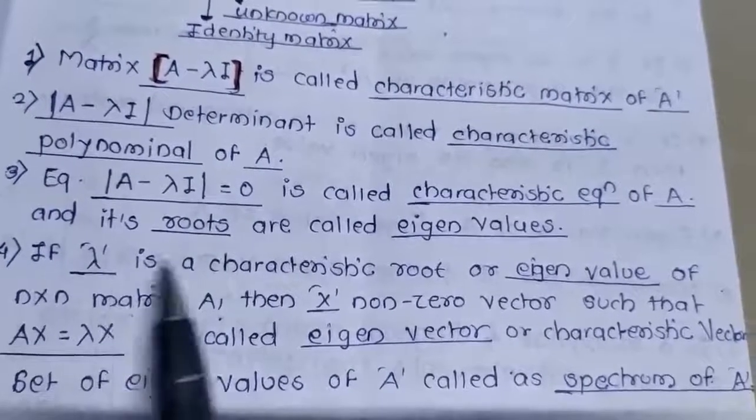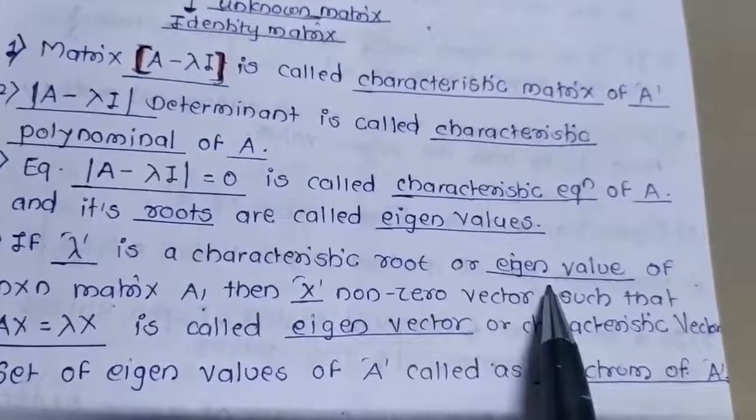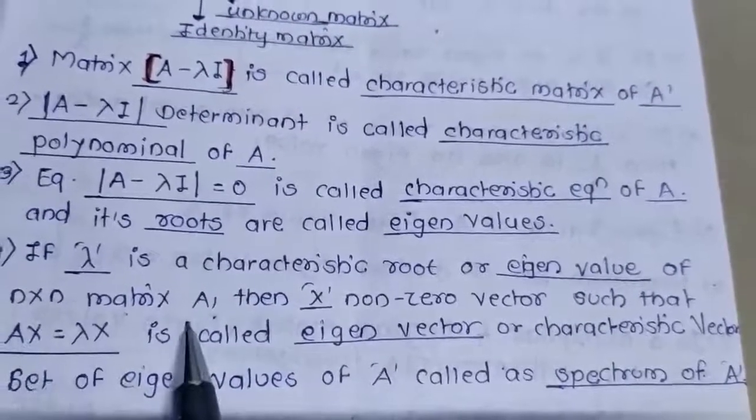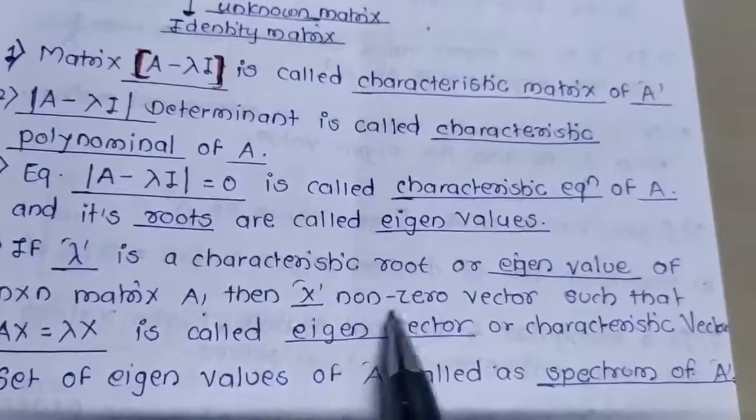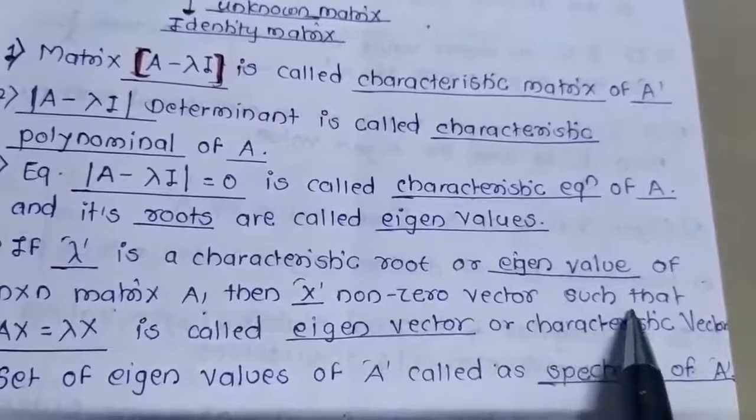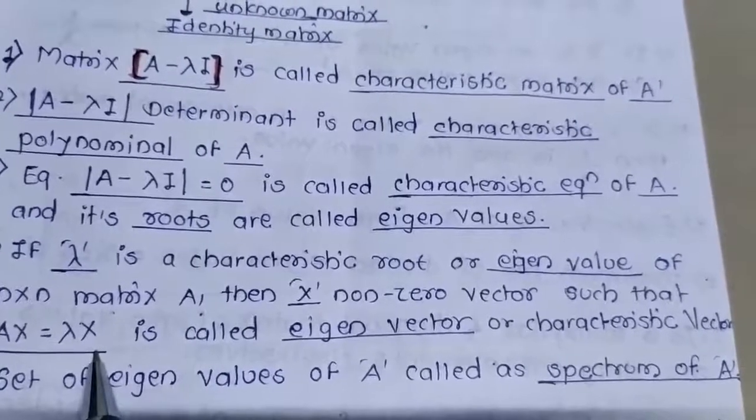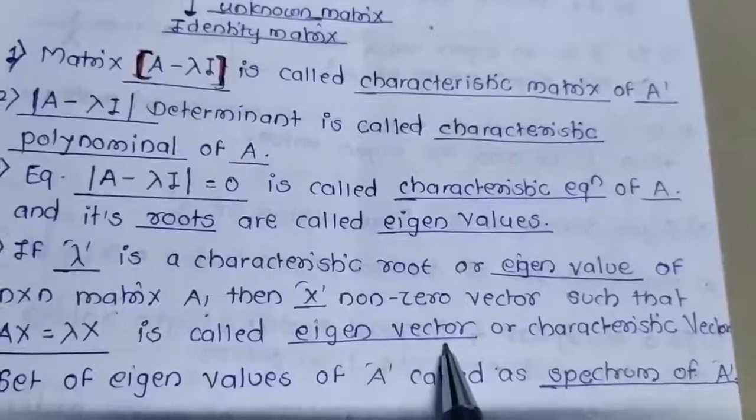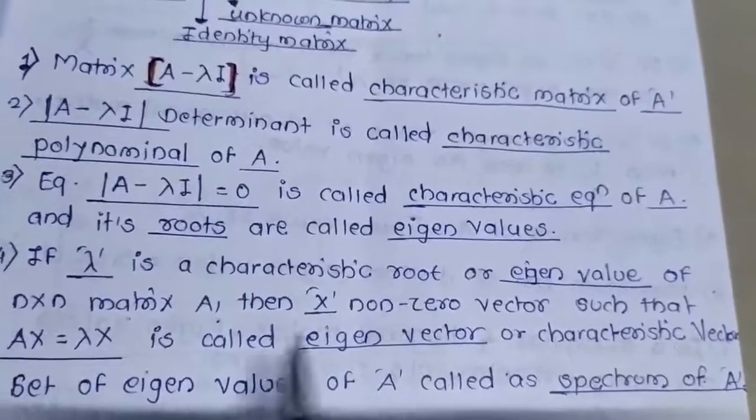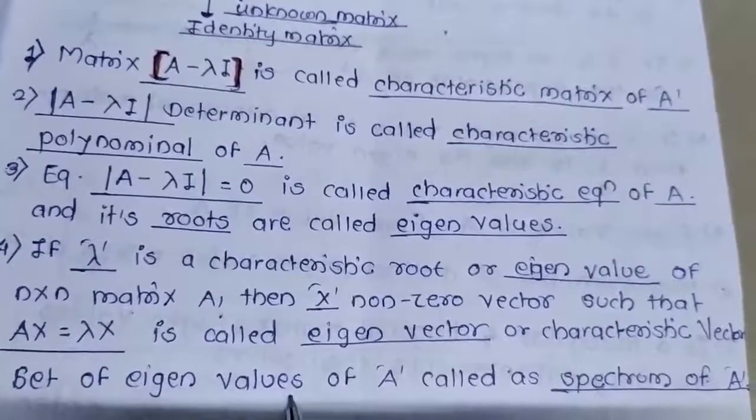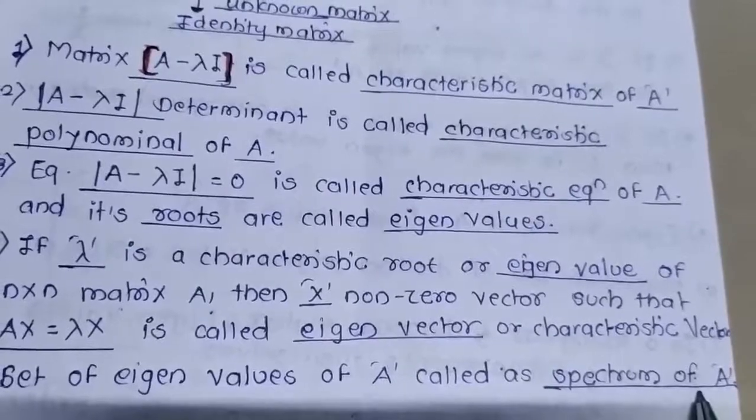If λ is the characteristic root or eigenvalue of an n by n matrix A, then a non-zero vector x such that Ax = λx is called an eigenvector or characteristic vector. The set of eigenvalues of A is called the spectrum of A.